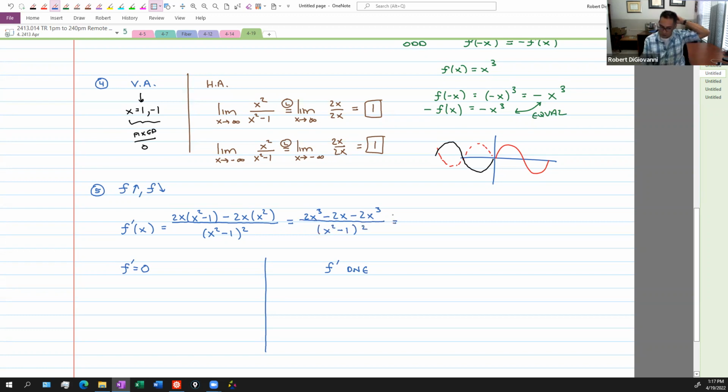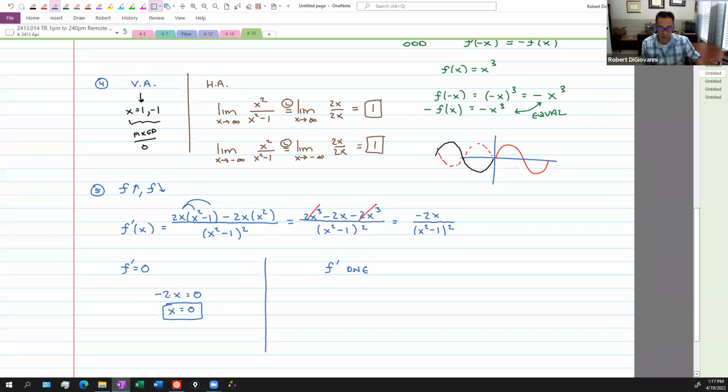Okay, so when I do the top and I distribute the 2x through there, looks like those 2x cubes are going to cancel out. That's nice. So all I get is -2x on top and then x squared minus 1, that quantity squared. There's my nice clean derivative. I want to know where this derivative is 0, so I just set the top to 0, and I get one solution there, 0, right?